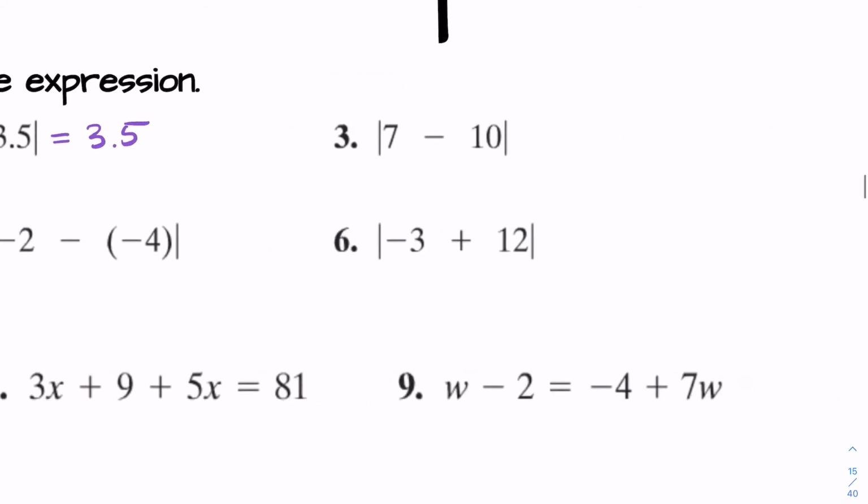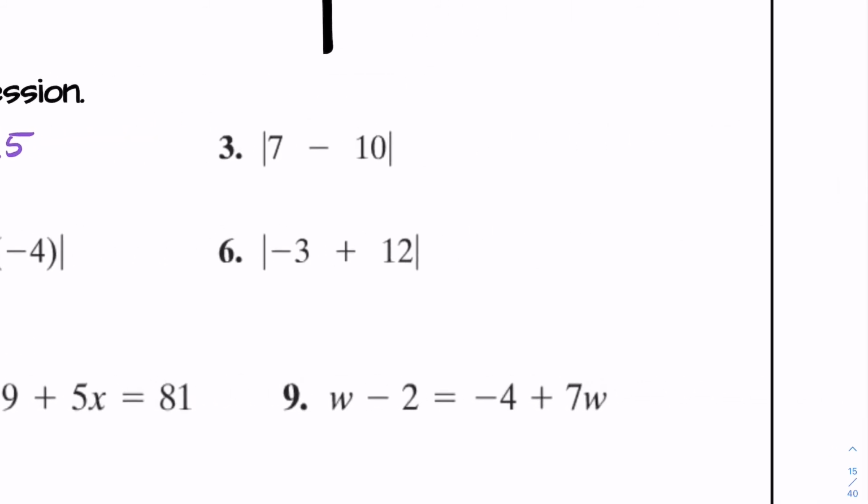The absolute value of 7 minus 10. Be careful, do this math first. It is not equal to the absolute value of 3. It's actually equal to the absolute value of negative 3 first. Do the math out, then find the true value, 3.